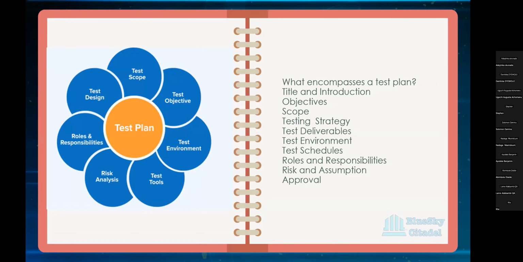So here is a diagram of your test plan. What should be in your test plan? So we have the test design, the test scope, the test objective, we also have the test environment, test tool, risk analysis, roles and responsibility. It could be more than this. So there's no one particular way of creating a test plan, but it should have the objectives, scope in it, and the deliverables, your test environment, almost everything that is listed here. So the rest is just going to be add-on.